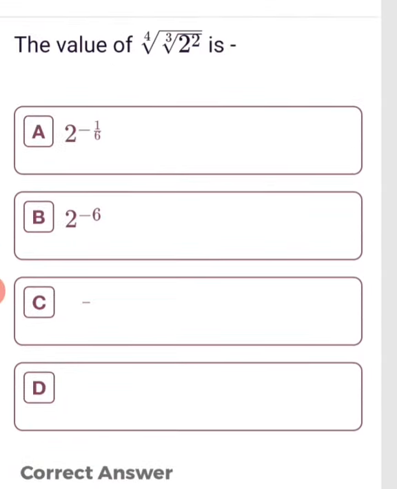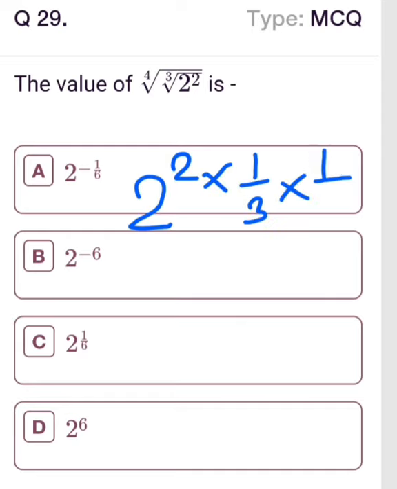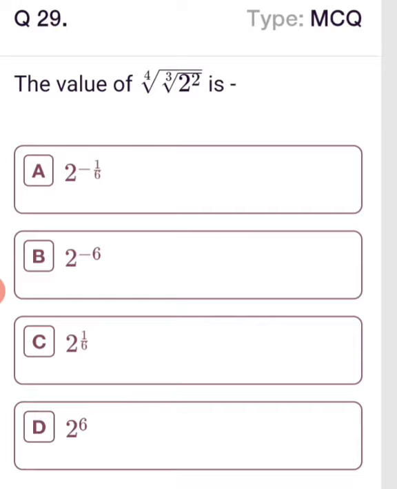Question number 29. See, this is 2 power 2, then the cube root, that is 1/3 of this, and 1/4 of this. How can we write? See here, 2 power 2 is there. This is the third root and this is the fourth root. So what to do? 2 1s are 2, 2 2s are 4. I can write 2 power 6, 2 power 1 by 6. So 2 power 1 by 6 is your answer. C is your answer.